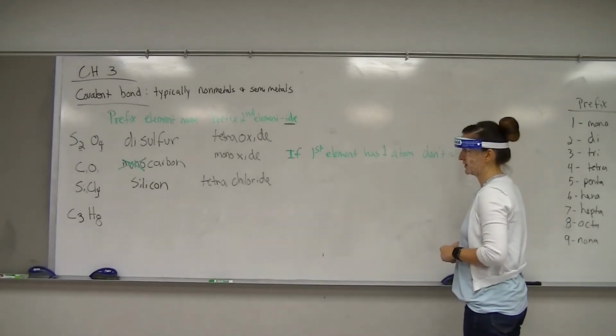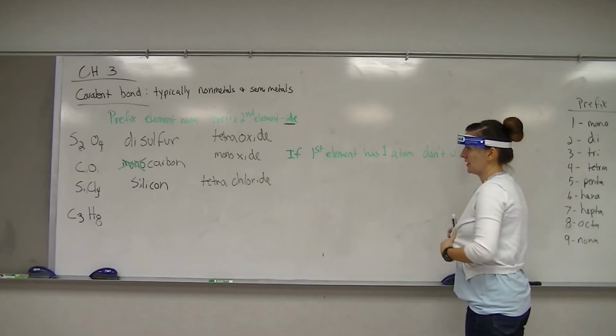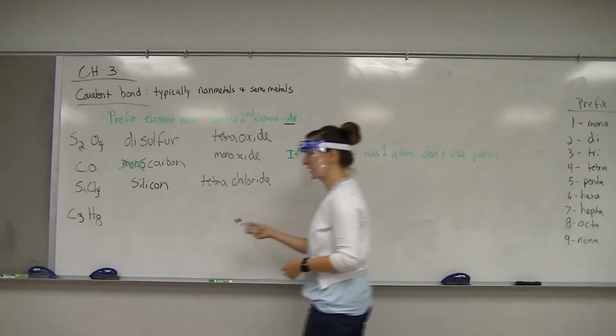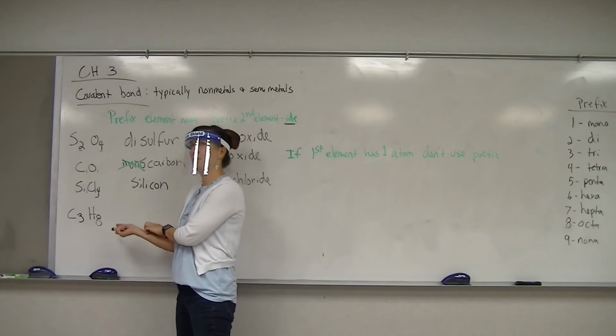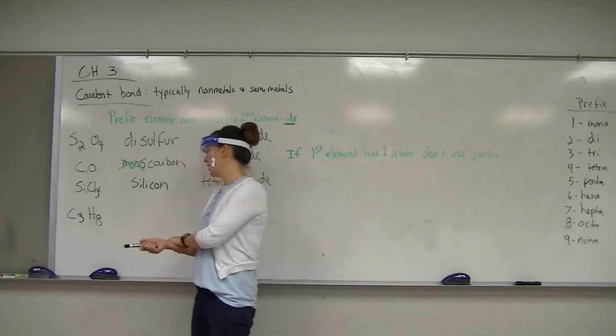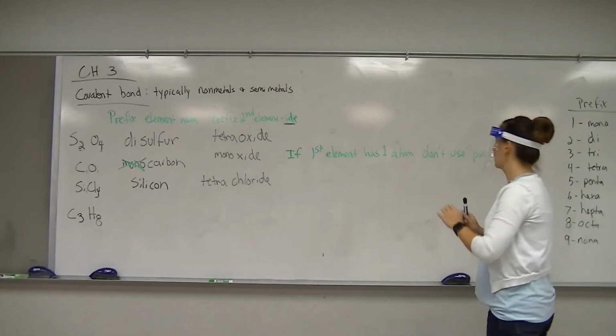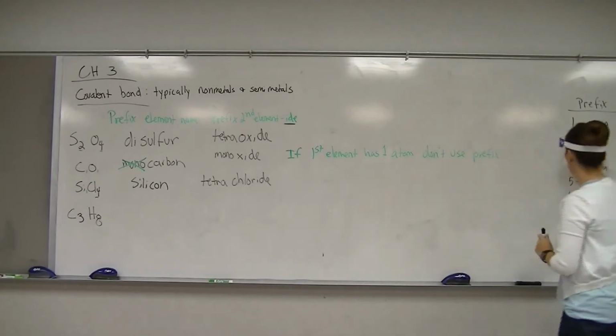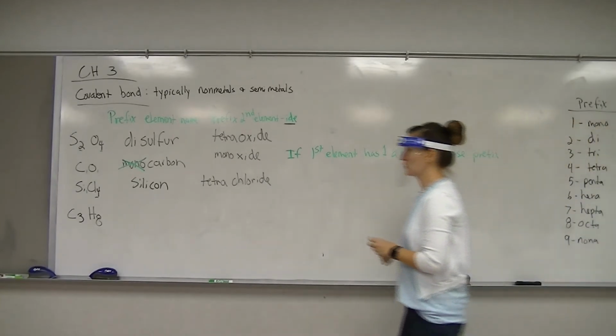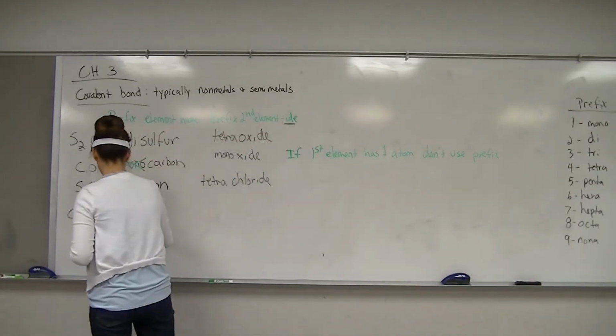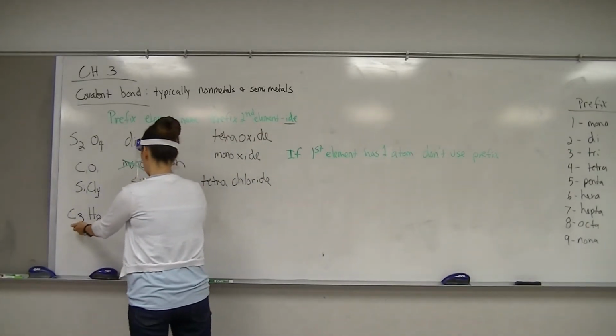All right, let's do the last one. So C3H8. Now there are some common names for this. For instance, if you look this up, I think the common name is propane. But we're going to name them systematically using the prefix names. So 3 carbons tells me I'm going to start my name with the prefix tri.